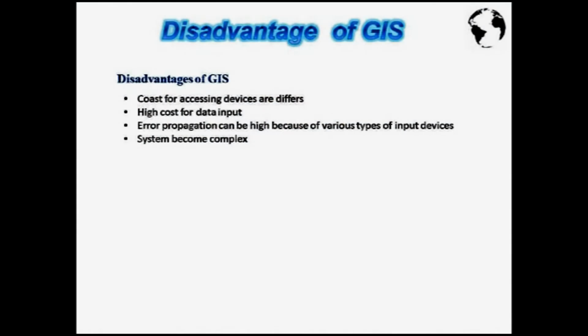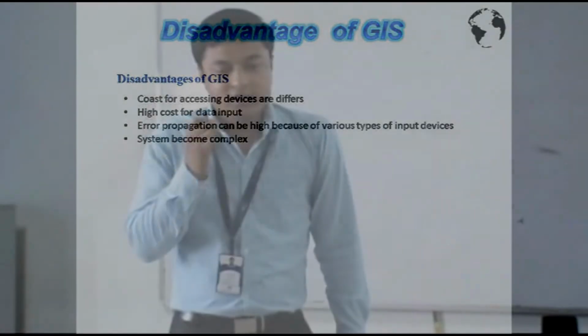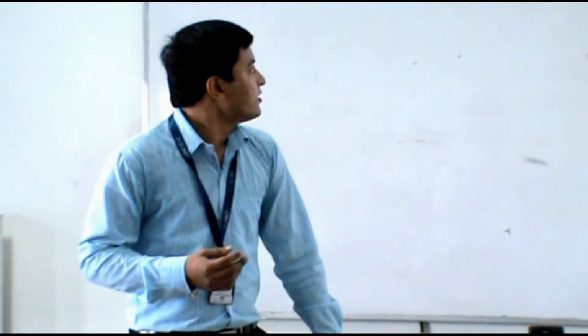A disadvantage of GIS is its high cost. It uses many complex databases and many costly software packages, so it is very costly for normal people. Error propagation can also occur because our world is changing rapidly, so the database may not be updated every time. That is sometimes a problem.